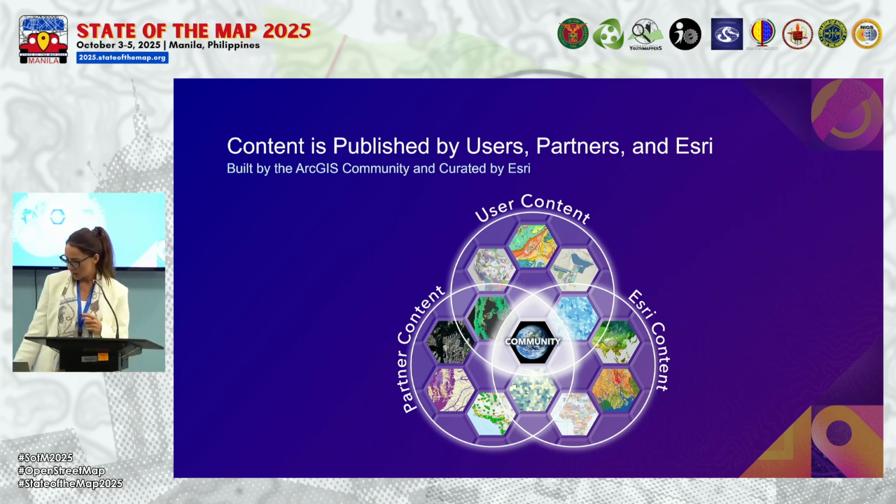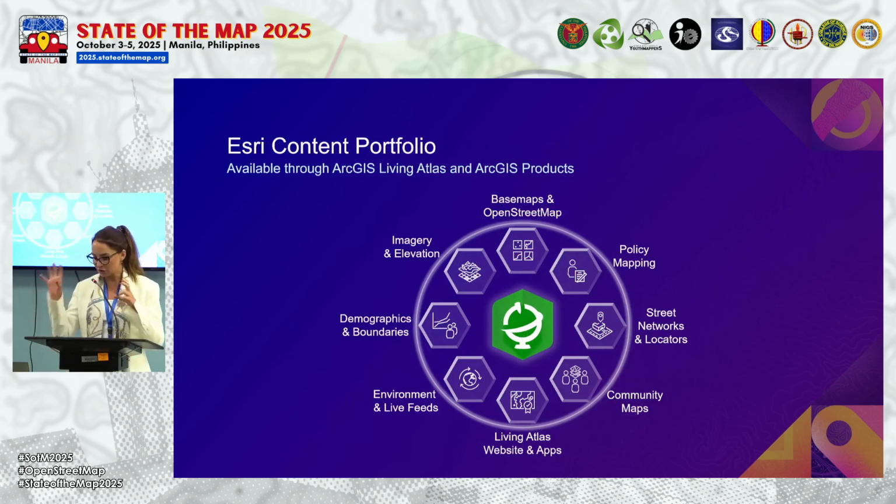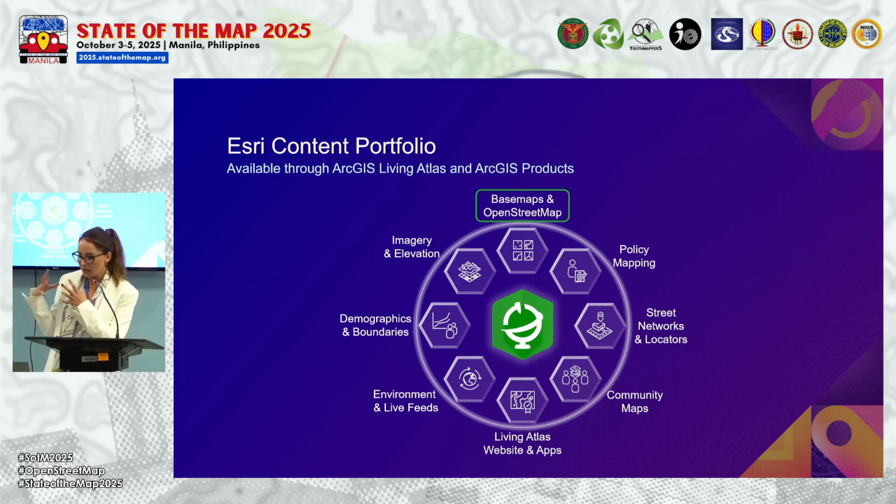And if we focus on that Esri content, the Living Atlas team organizes these 11,000 items around 8 different themes. And as you can see, base maps and OpenStreetMaps are the themes with items that get requested most, almost like one of the most requested items that we have in the Living Atlas.